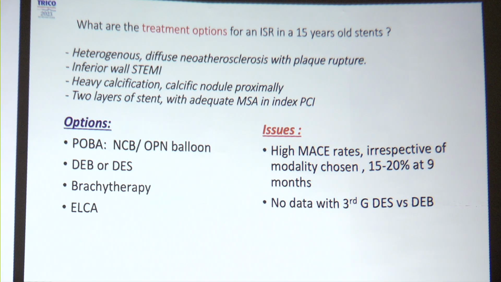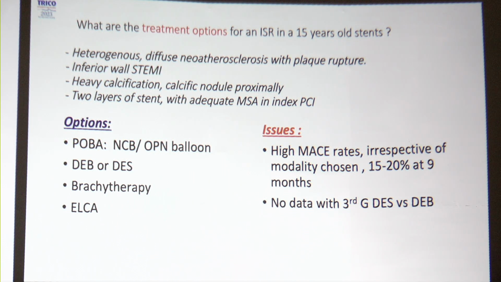So what are the treatment options for this kind of ISR in a 15-year-old stent? Heterogeneous diffuse new atherosclerosis with a plaque rupture. It was an inferior wall STEMI, with heavy calcification, a calcific nodule proximally, and 2 layers of stent with adequate MSA in the index PCI. If we assess more closely, the index PCI stents were all adequately expanded, and that's why I think for 15 years nothing happened. So whatever stent failure this time the patient had, it was more because of biological factors and not stent-related factors. So what are the options in these patients?